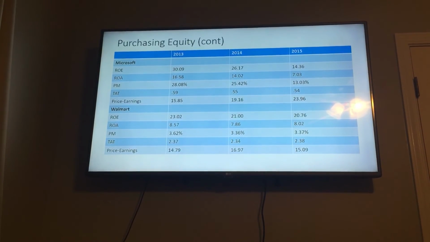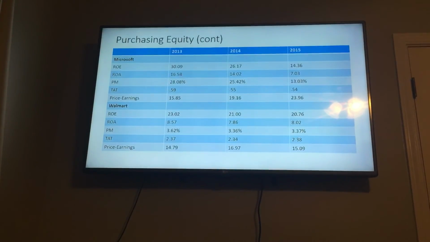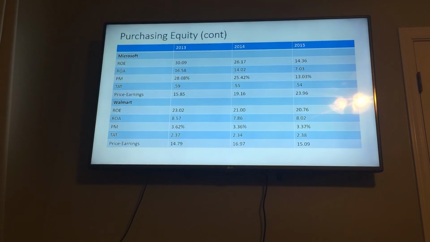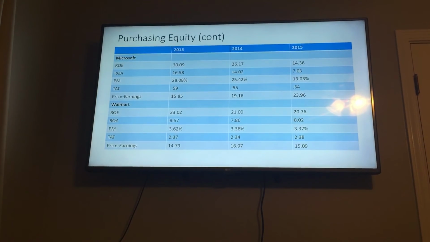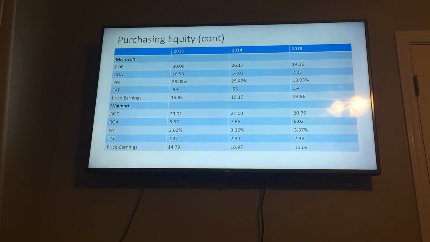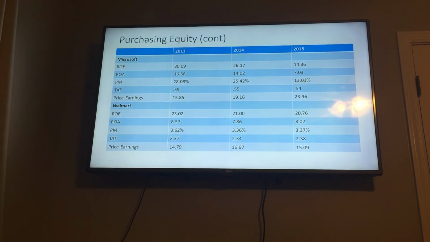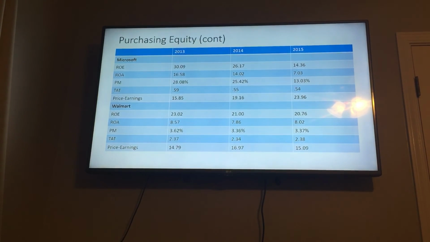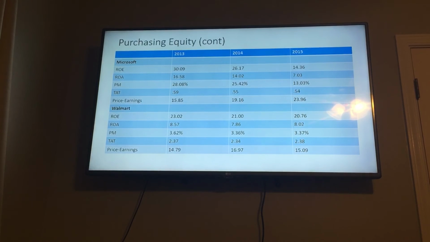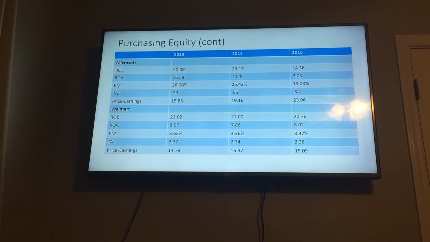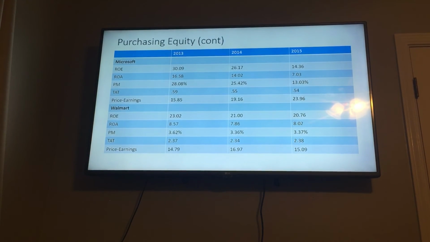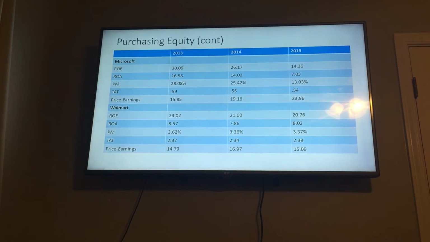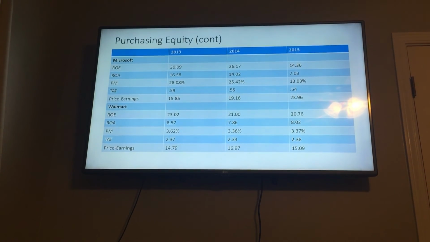And leading off to Walmart, lastly, Walmart is also showing a slight decrease in its ratios, but the ROE starts off at 23.02, and it just decreases to 21, and then in 2015 it goes to 20.76. So all that in 2 years, that's only about three points of a change. And same thing with ROA, and the same thing with profit margin. Profit margin actually increases a little bit from 2014 to 2015, but it's only 1 point.